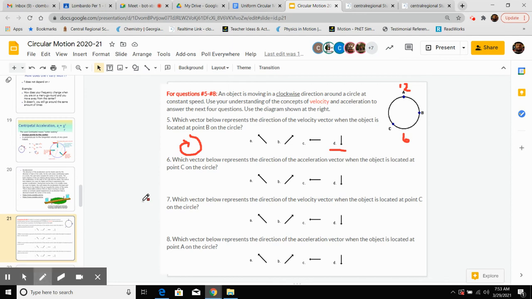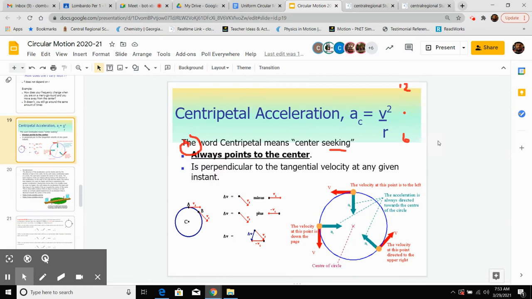Next one, number 6. What direction would the acceleration be if it's located at point C? What letter do you think? Oh, yes. Give it a shot. No? Well, all right, so the only thing I'm going to say is this. Hold on. Centripetal acceleration, right?